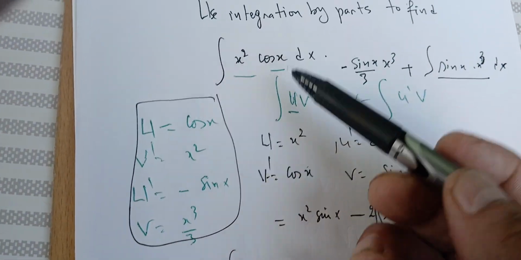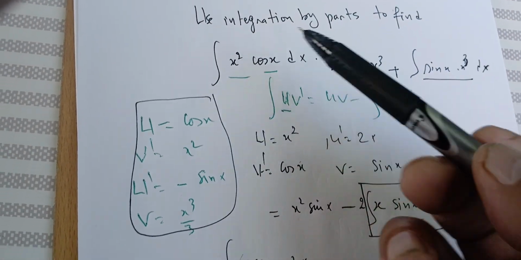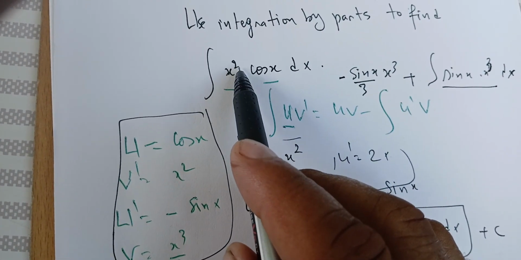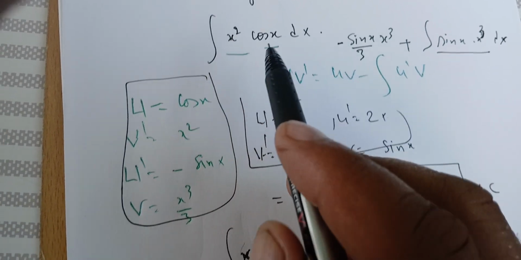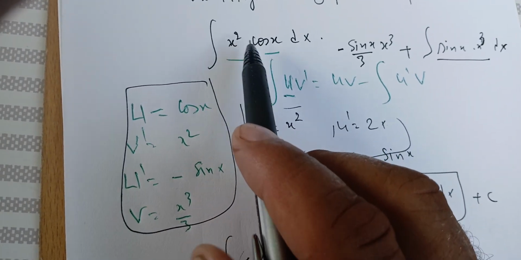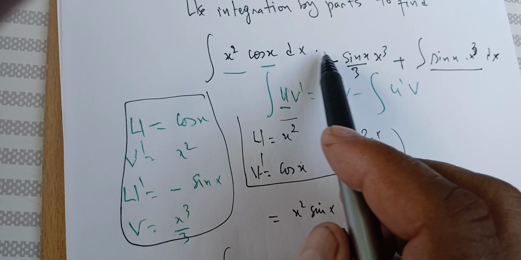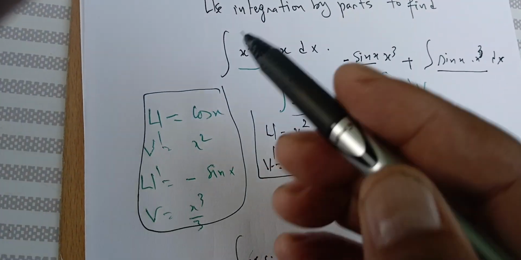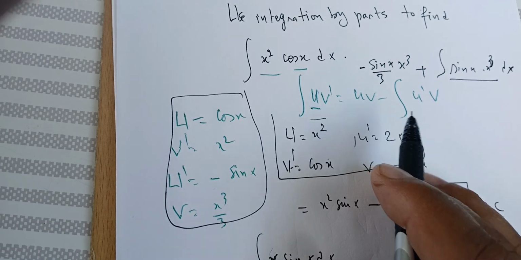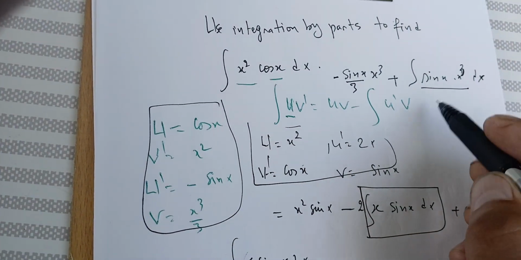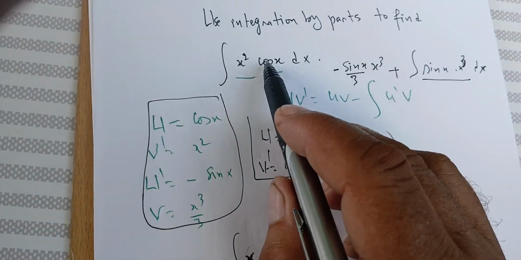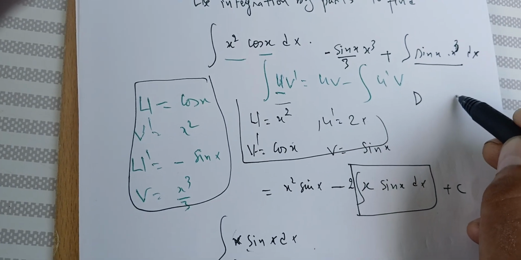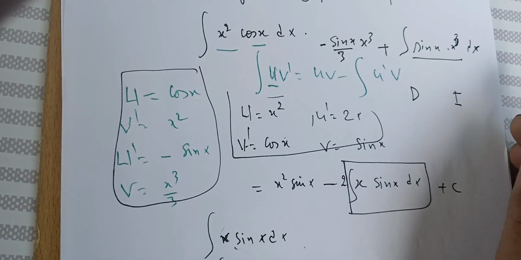So I choose the one that will help me reduce the powers of x. Okay? So that's the key here. When dealing with this kind of integrations, there is a trick, there is a technique that we can use. We can choose the powers to differentiate, and the cosine to integrate.